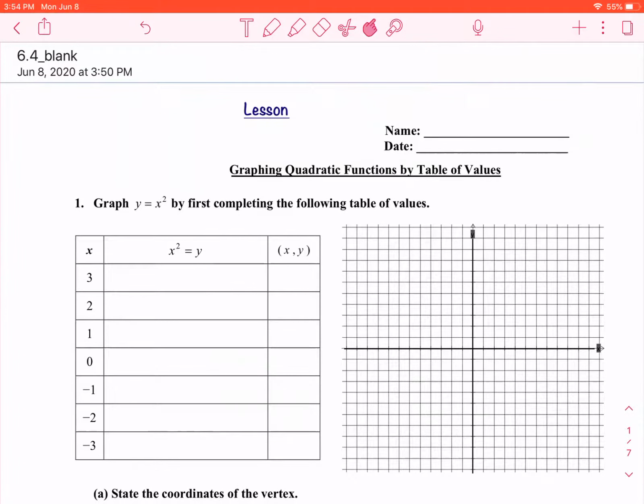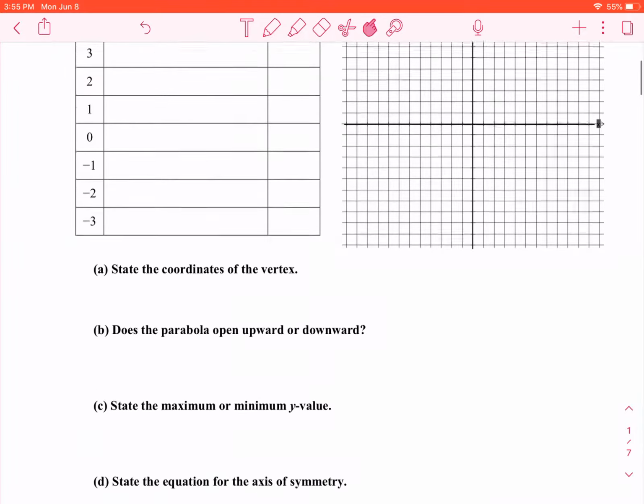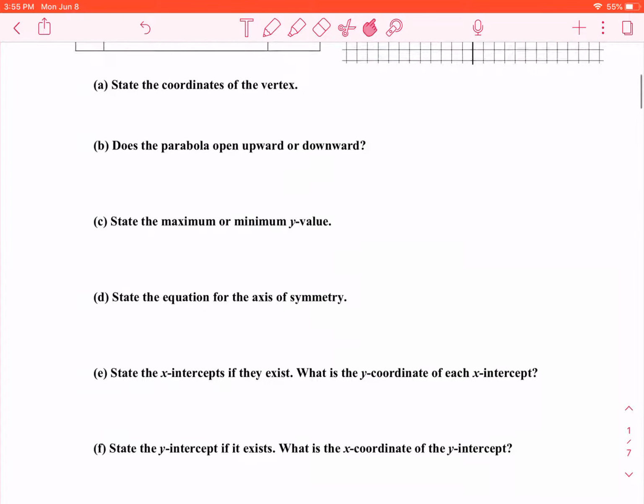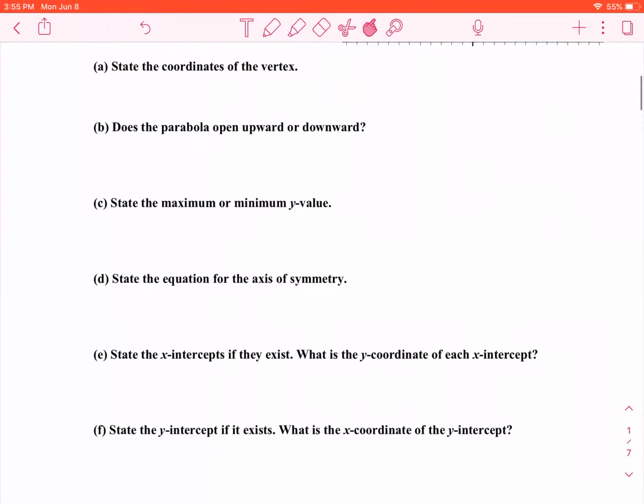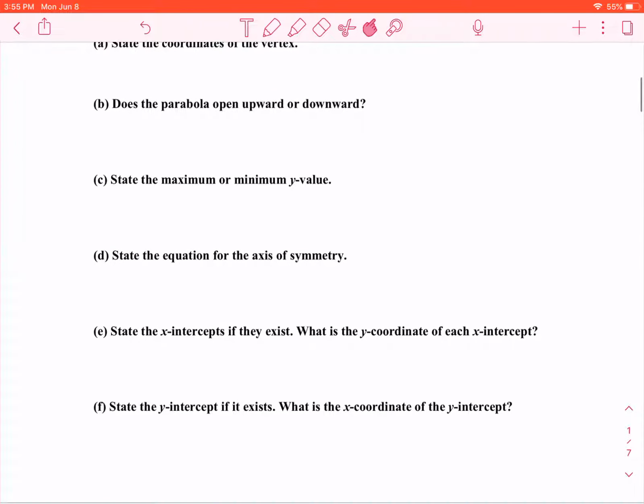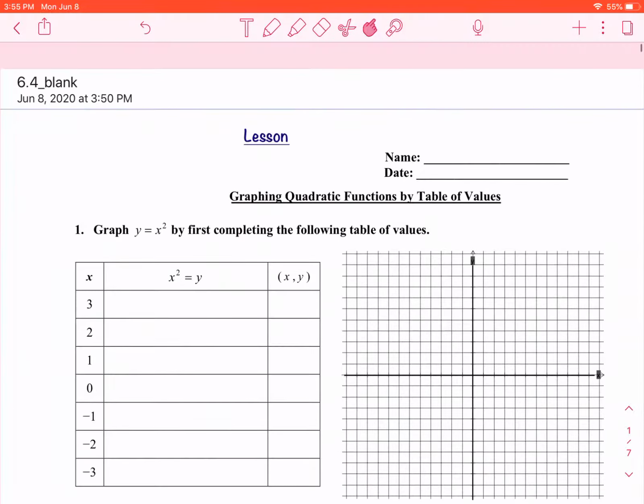Alright guys, welcome to 6.4 where we're going to look at, as a learning goal, how to graph parabolas by hand using a table of values. And we're going to continue with this idea of stating where your vertex is, your axis of symmetry, if it's a maximum or a minimum, if the parabola opens up or down, and finding your axis of symmetry with zeros or x-intercepts and y-intercept. Okay?